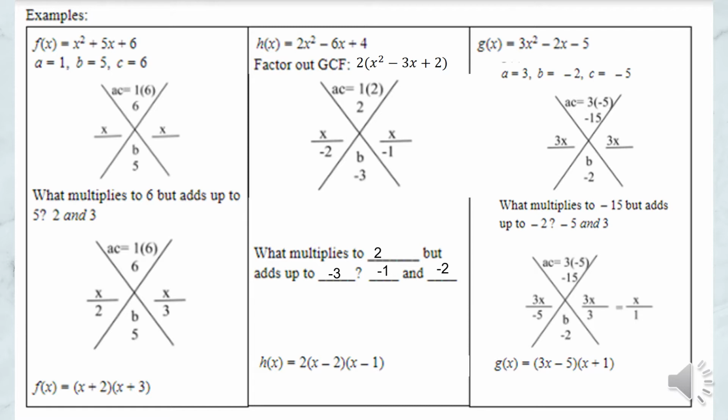I can't reduce 3x over negative 5, so that stays, leaving one of my binomials as 3x minus 5. However, 3x over 3 is the same as 1x over 1, so I can simplify that binomial to x plus 1, so that my answer is g of x equals 3x minus 5 times x plus 1.